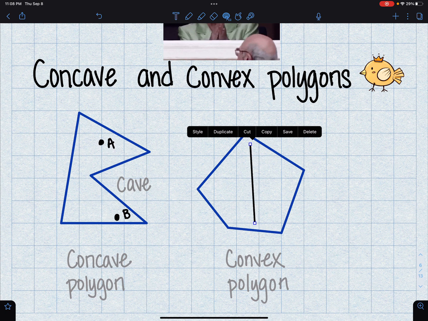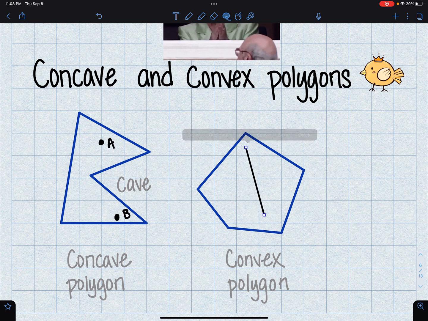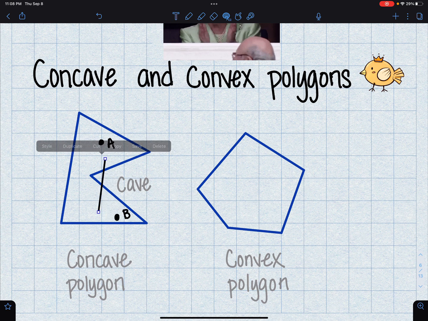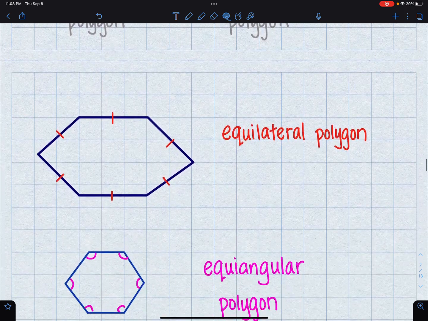Does that make sense? So if this line segment has both of the endpoints inside the polygon and I can't make it go outside of it, then it's convex. So what if it had just a small indentation? Even if it's small, it would still be concave. Okay, cool. I think you get that. So I'm going to move on.